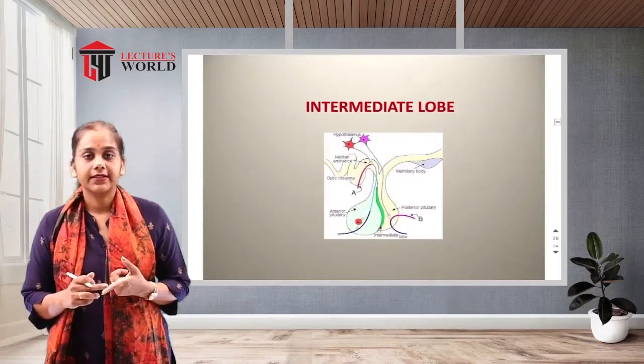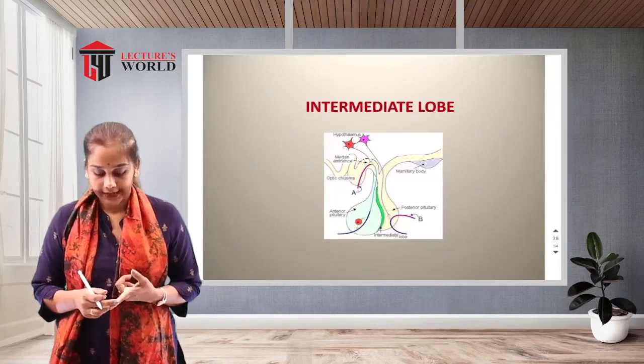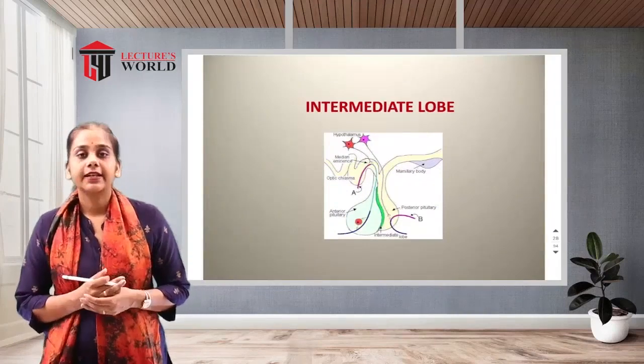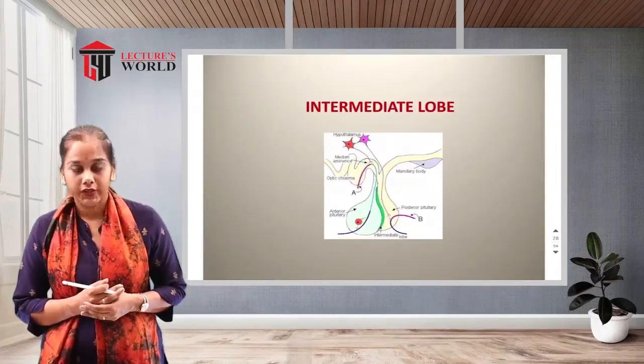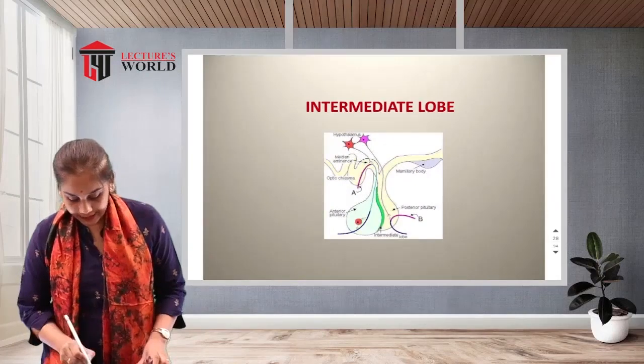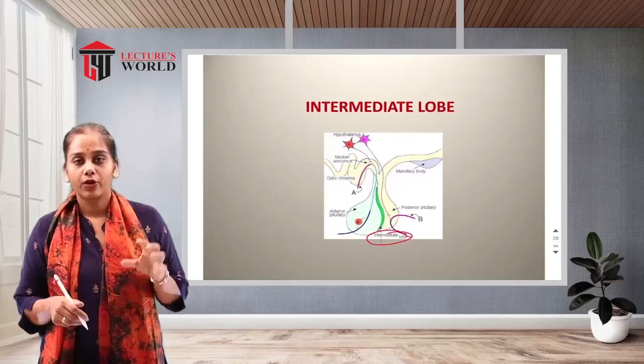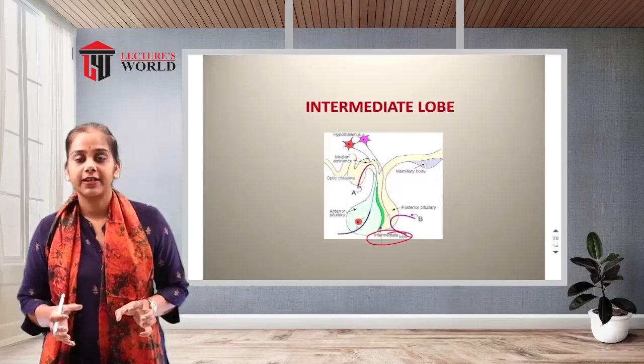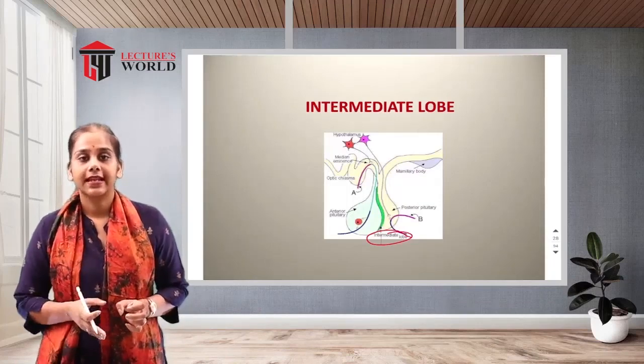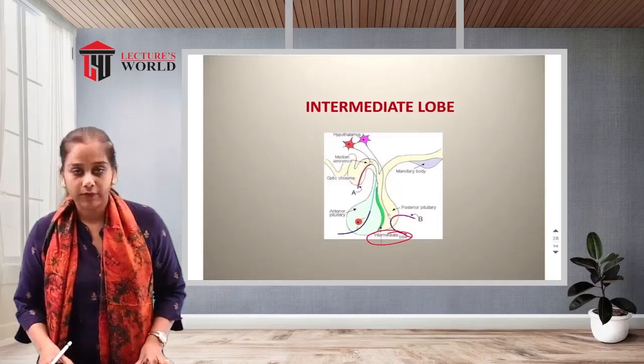So we have seen the anterior pituitary gland. Now we will see the intermediate lobe of the pituitary gland. What is the intermediate lobe? See, this is in green color. Between the anterior and posterior lobe there is a single cell layer that is known as the intermediate lobe.